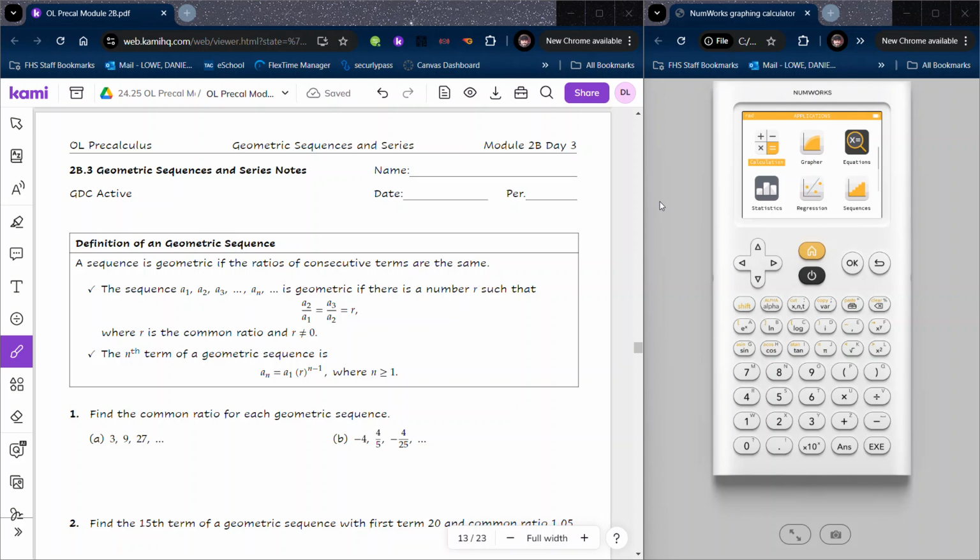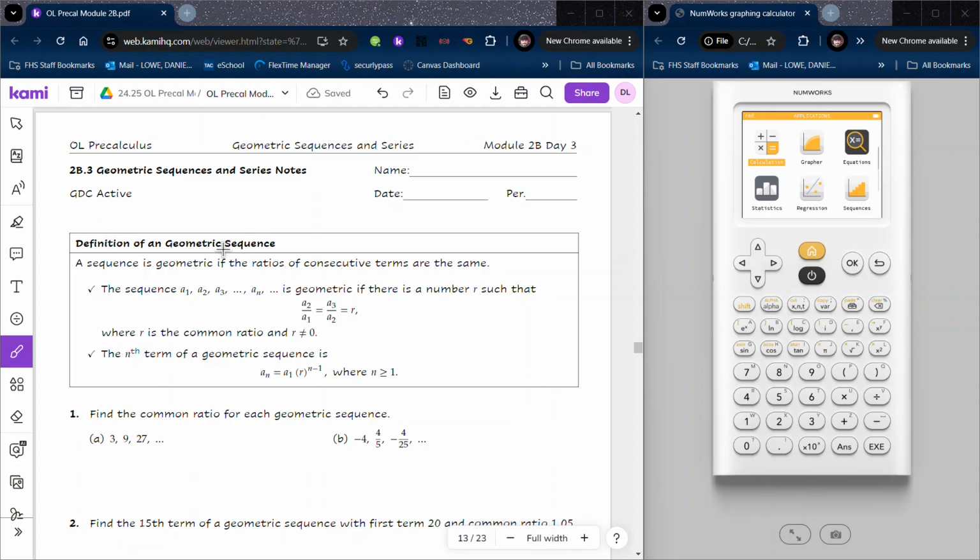Hello, and thank you for joining us for the notes on Module 2B, Day 3, looking over geometric sequences and series. So our initial work on our notes is going to be calculator active, but we will discuss how to approach items without a calculator in case you need to be able to do some things without a calculator.